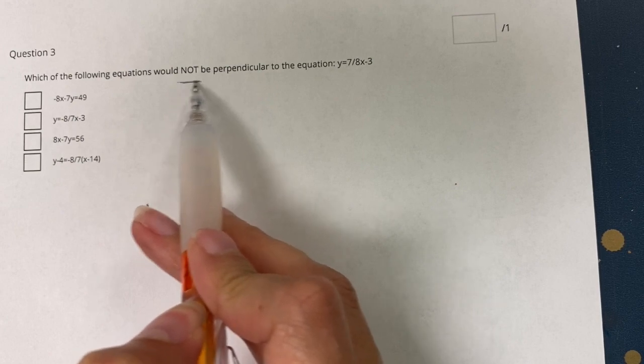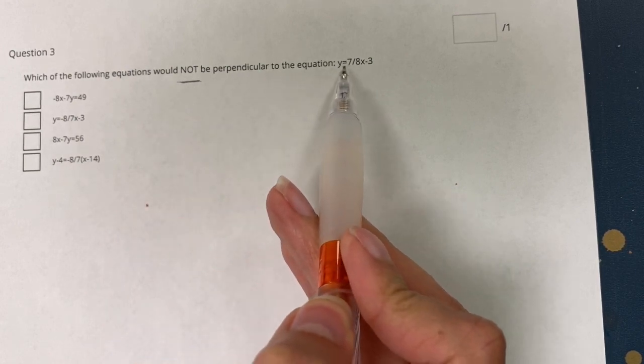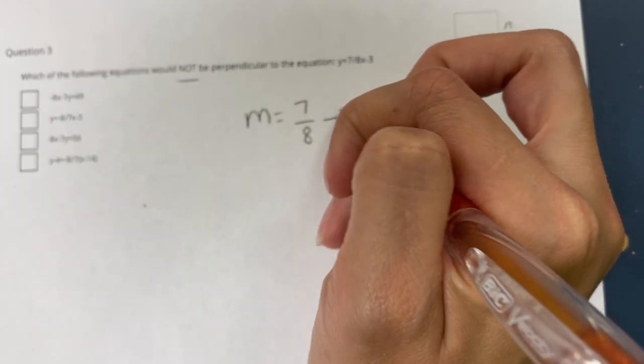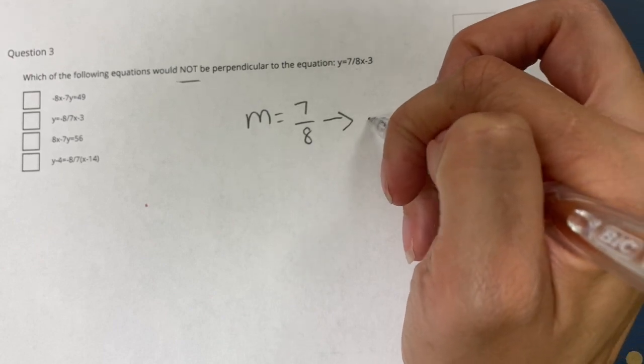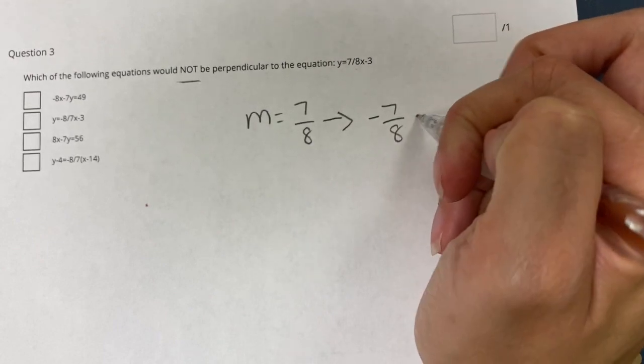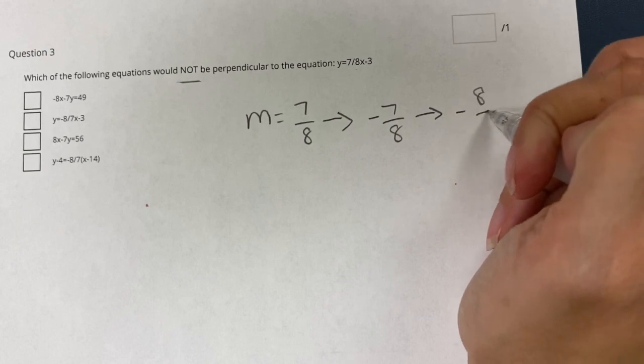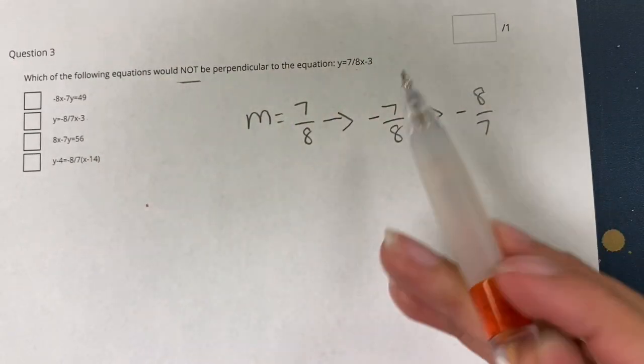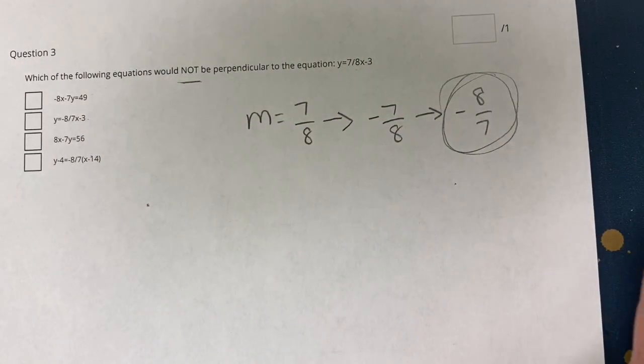Next question. It says, which of the following equations would not be perpendicular to the equation y equals 7/8 x minus 3? So I need to look at my slope. For this line, it is 7/8. For my perpendicular line, it's actually going to be, change the sign, and then flip. So negative 8/7. So now I'm looking for the equation that does not have this slope.